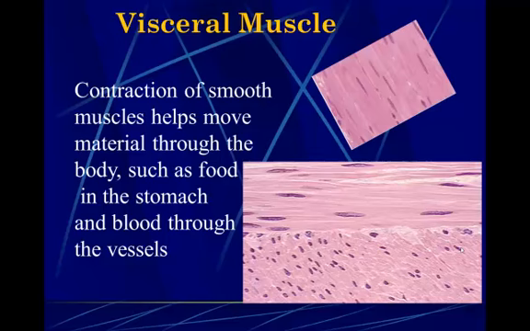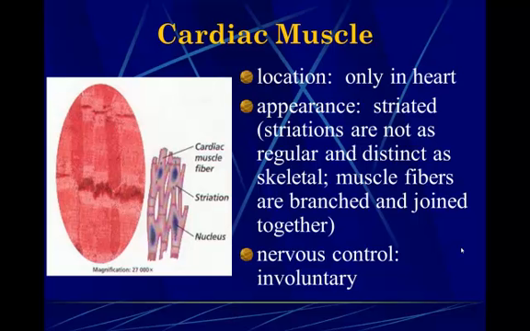Visceral muscle is smooth. You don't see the light and dark bands. You don't see the striations, and there's a good picture of it. The contraction of the smooth muscle helps move material through the body, such as food in the stomach, blood through the blood vessels. Cardiac is found one place only, and that's in the heart.